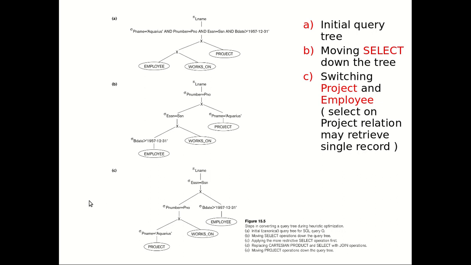Here, when the project as well as works-on are joined on project number, that means a Cartesian product followed by select. Therefore, this Cartesian product followed by a select can be replaced with a join. Here also, a Cartesian product on SSN, and followed by a select on SSN, can be replaced with a join. Therefore, the fourth step is to replace the Cartesian product followed by select with the join operation.